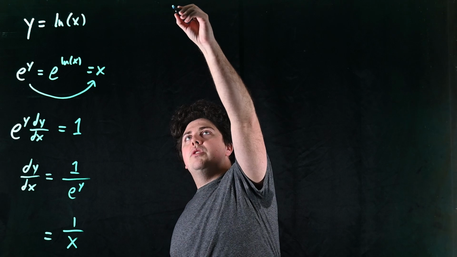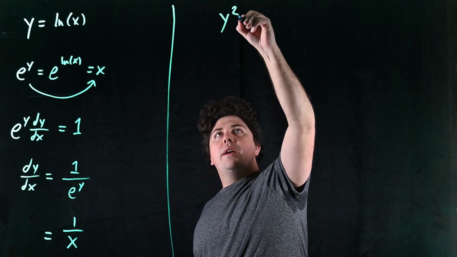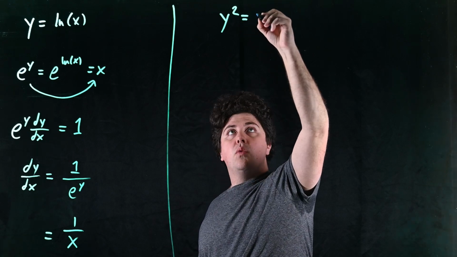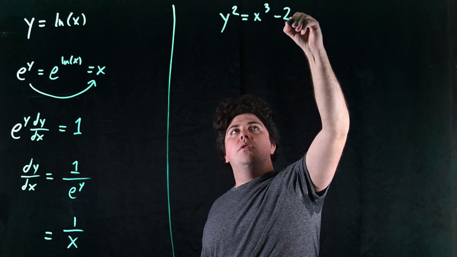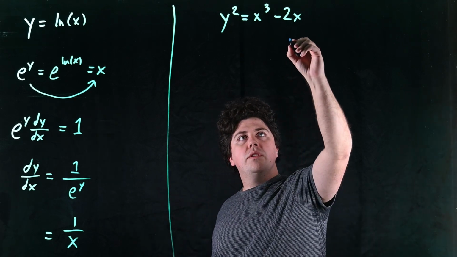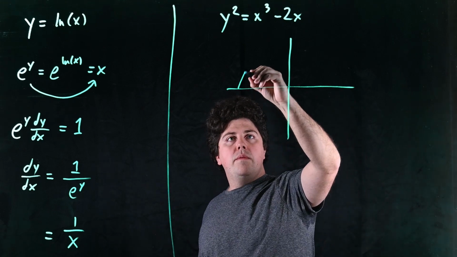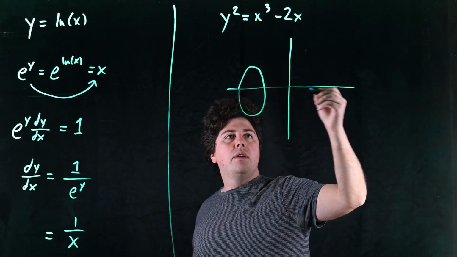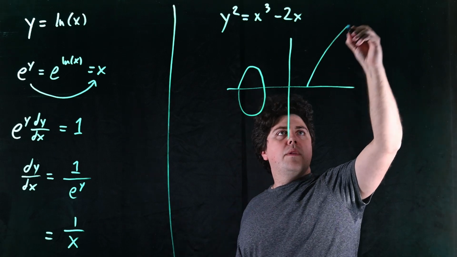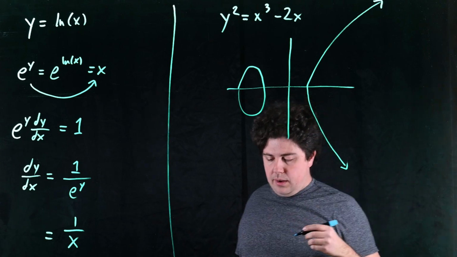Let's talk about an example of a curve. y squared is equal to x cubed minus 2x. So what does this curve look like? Well, this curve is sort of interesting. It's called an elliptic curve, actually, and it has two pieces. It has some piece here and another piece here. So it has a fun little graph.